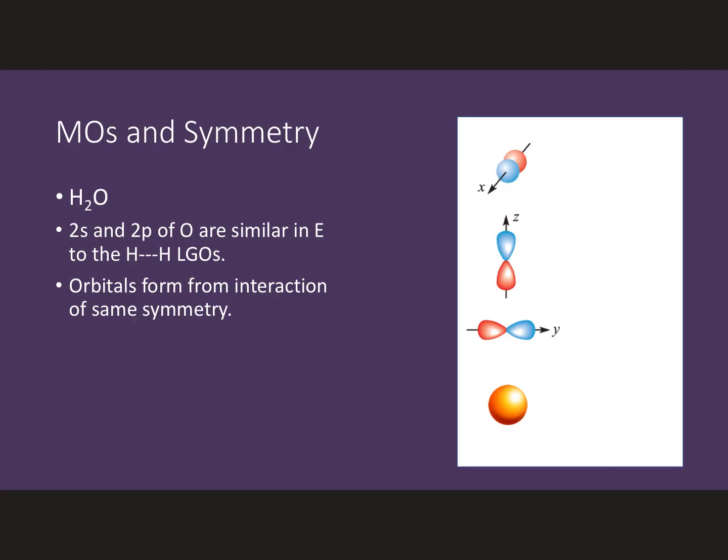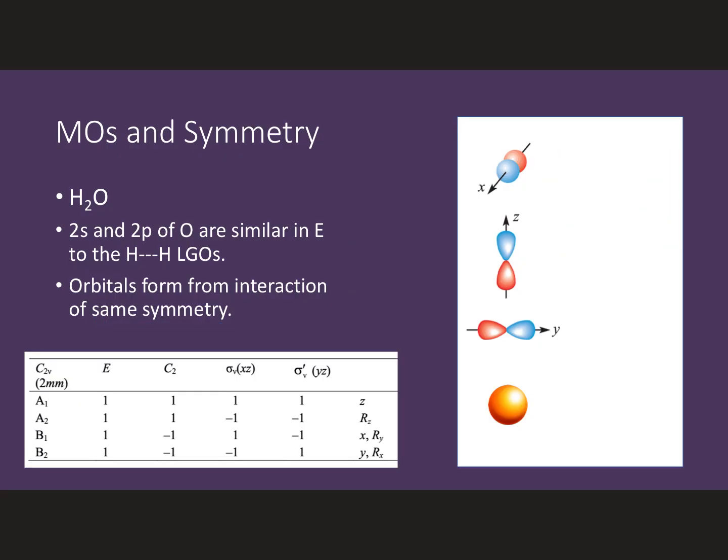Now, the thing that we need to know is that to form orbital interactions between the oxygen and the hydrogen, we need to know that they have the same symmetry. So we can't just willy-nilly select which orbital we're going to connect with the hydrogen. It has to have the right symmetry. So how do we determine the right symmetry? Of course, we're going to be looking at a character table here.